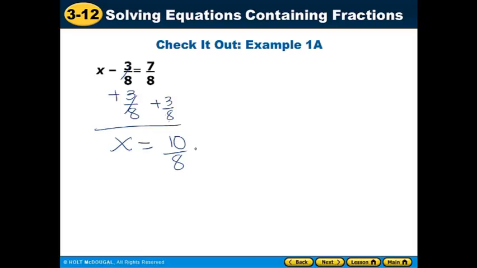And you can actually reduce this. Divide by 2, and we get 5/4. And if you want, you can also change this to 1 1/4. Alright, very easy, right? Simple. Okay, let's move on.